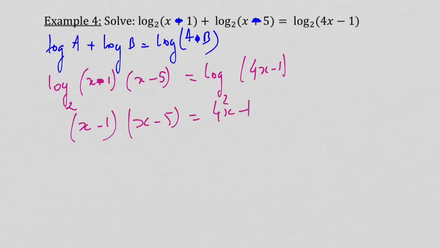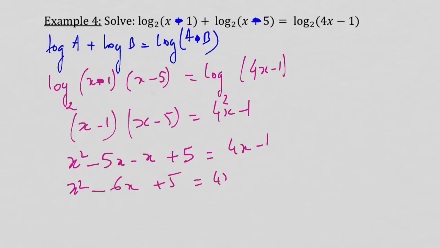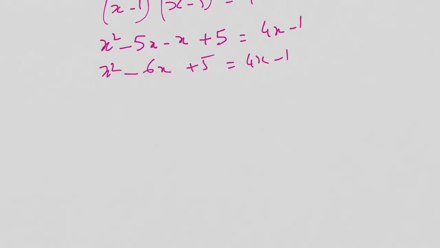So I'm going to distribute x by x, which gives me x squared minus 5x minus x plus 5 equals 4x minus 1. So x squared minus 6x plus 5 equals 4x minus 1. I'm going to subtract 4x and add 1 to both sides.